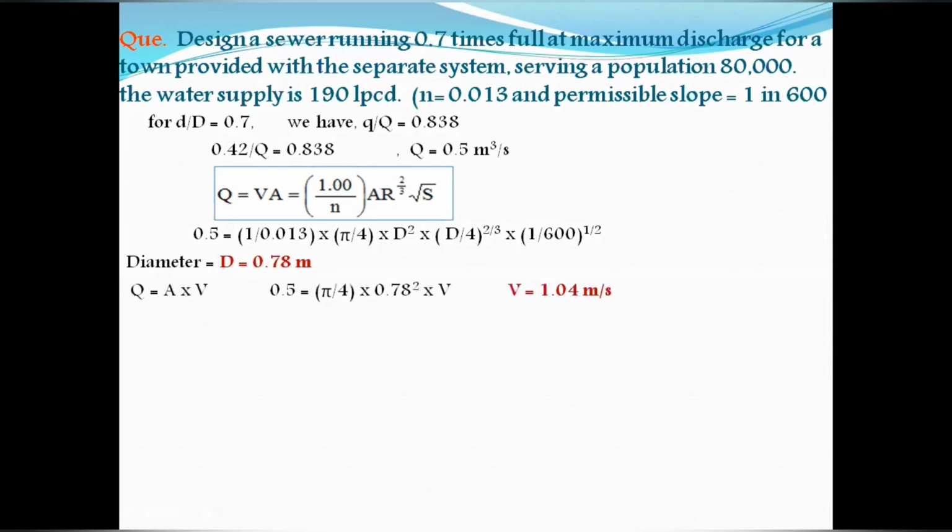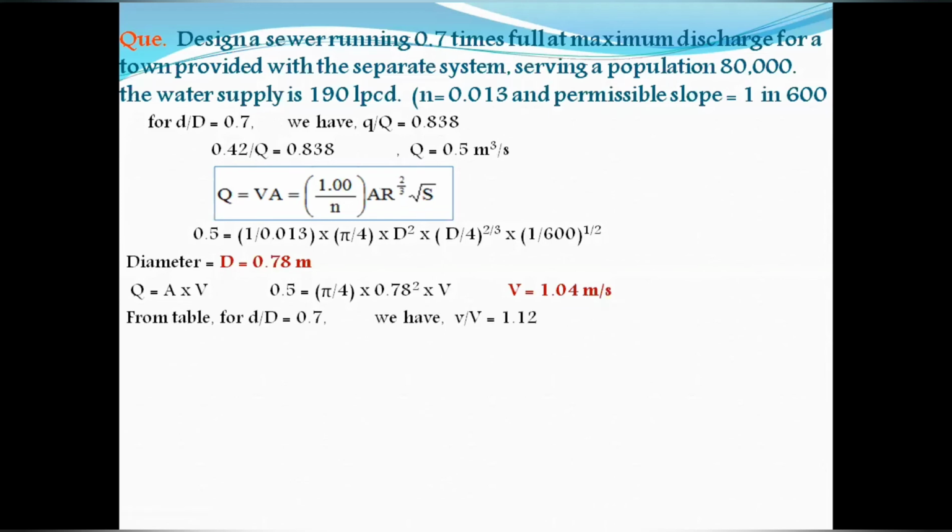Okay, then when the sewer is running full, what will be the velocity? At that time the velocity is 1.04 meter per second. It is calculated by this formula, Q is equal to area into velocity, and the value of Q is 0.5 and the area is pi by 4 D square, and the value of D is 0.78. After putting this value, we get the value of velocity as 1.04 meter per second.